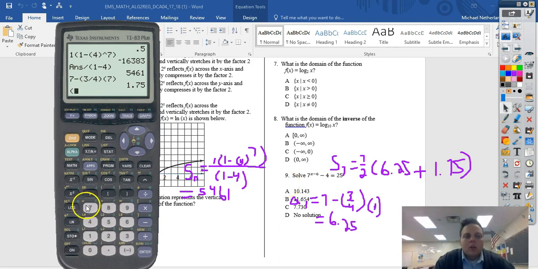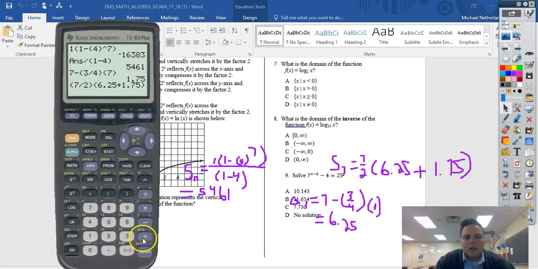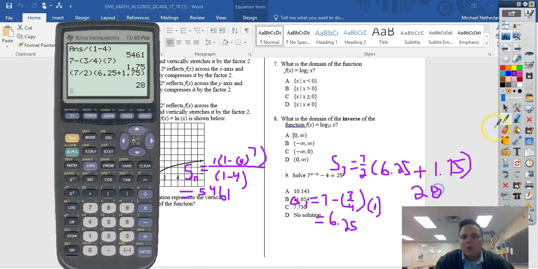Okay. So 7 divided by 2 times 6.25 plus 1.75. Press enter, and I get 28. So the sum of the first 7 terms would just be 28. Bam, there's my answer.